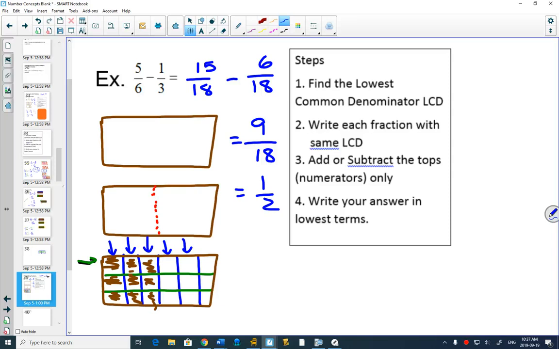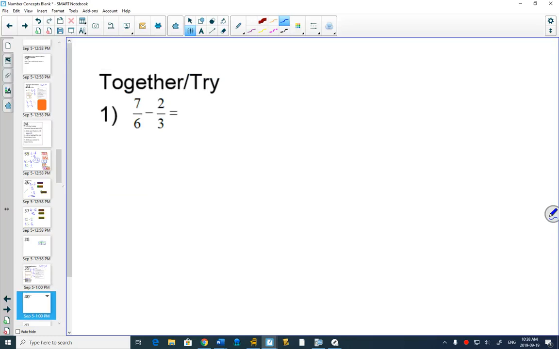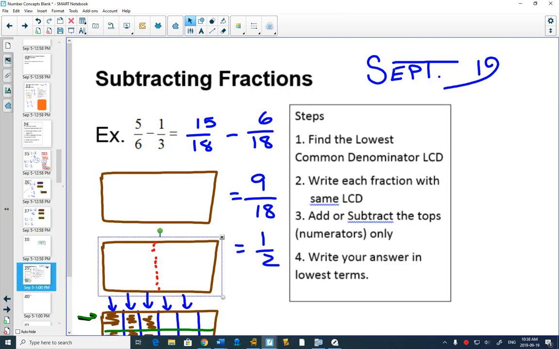So here's some more to try. 7/6 minus 2/3. And again, I'll model it with the chocolate bars to start off with.